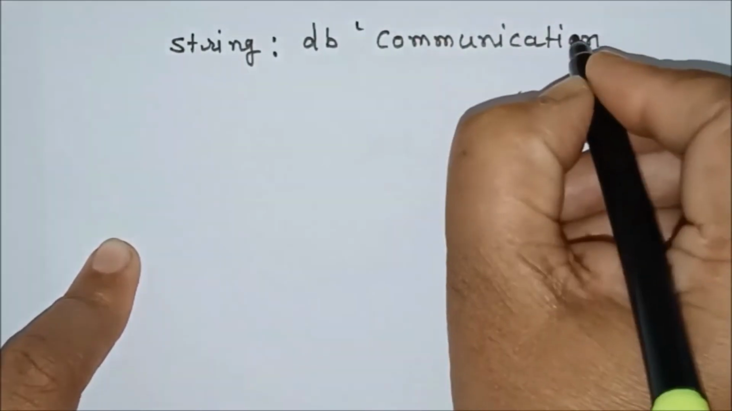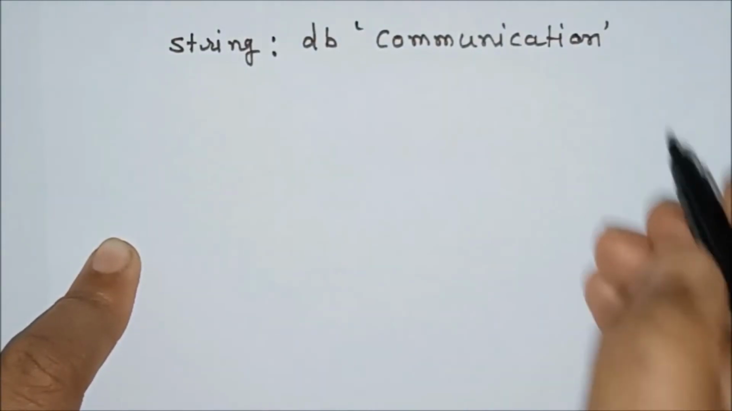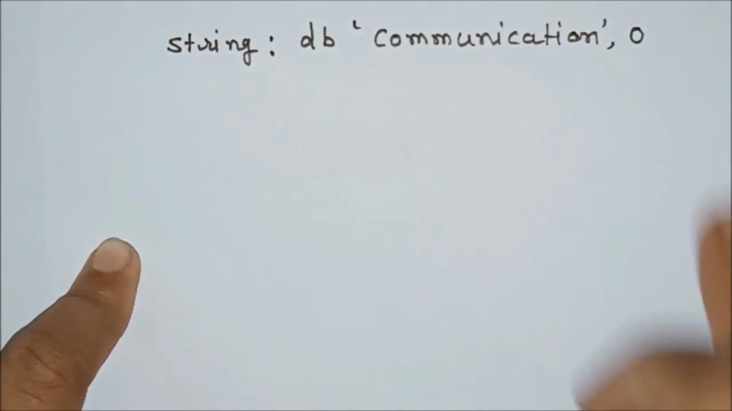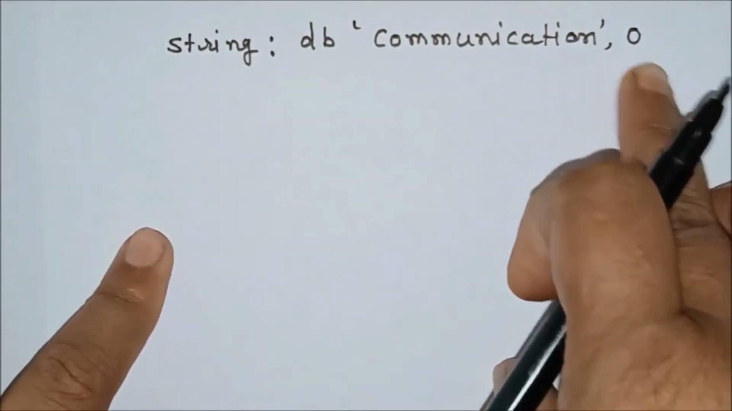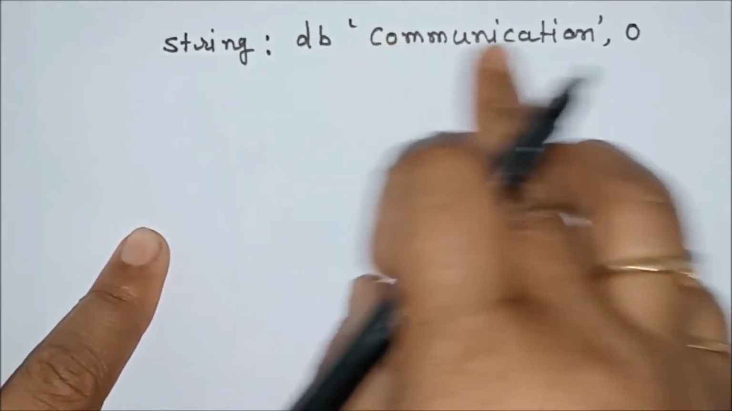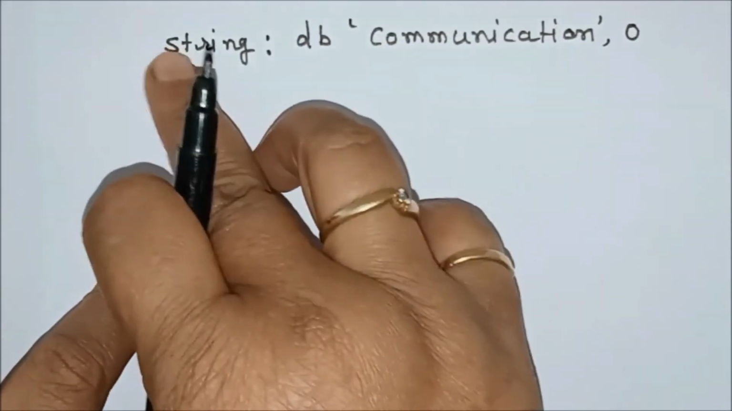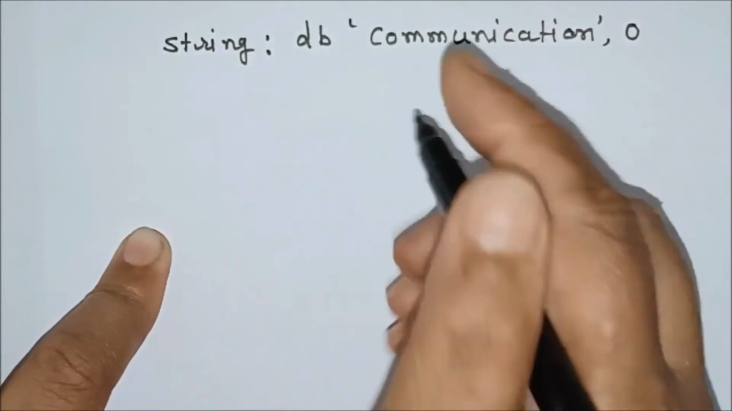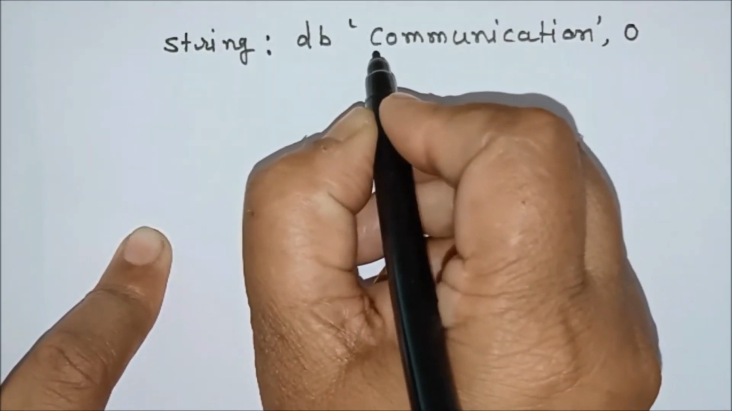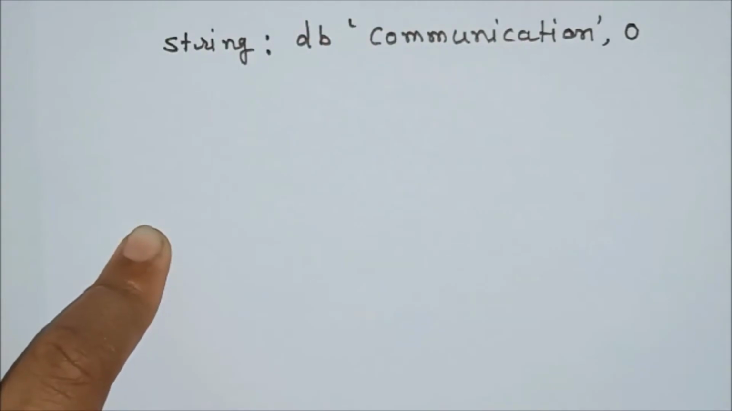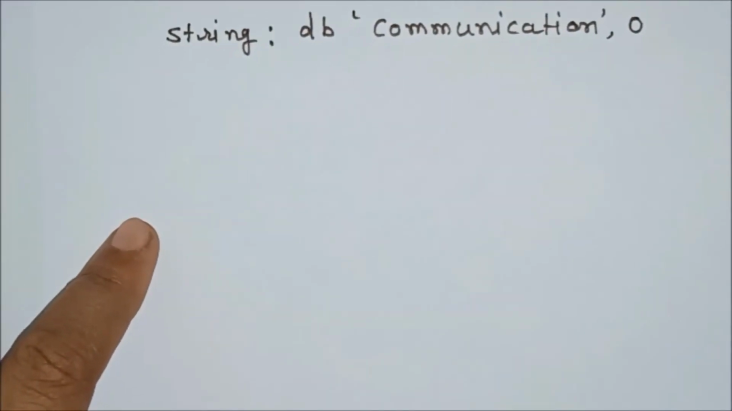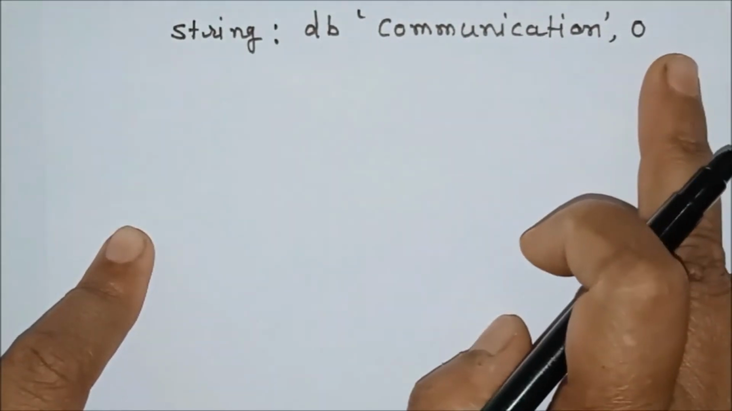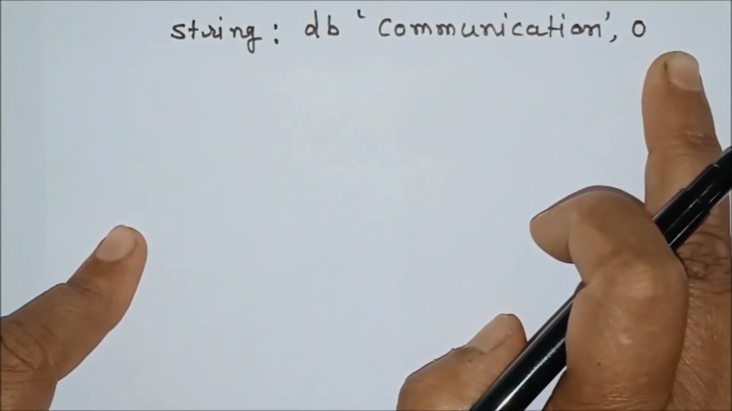We'll write this string in single quotes, and to indicate end of string we'll write here 0. So 0 indicates end of string. Each character of this string will be stored in a string variable, that is in lookup table. This initialization will be written at the end of the program.